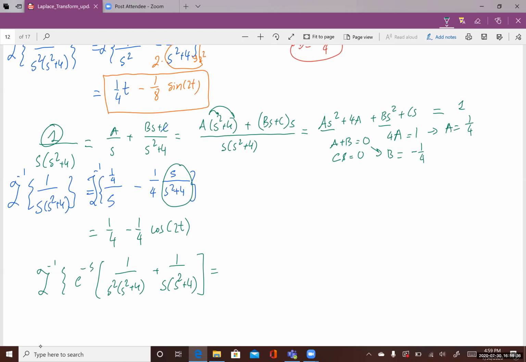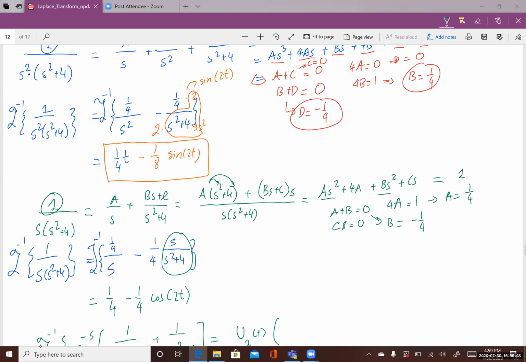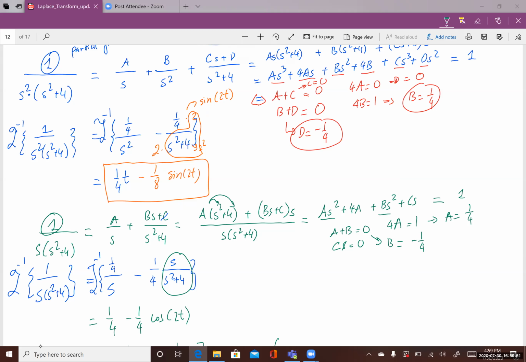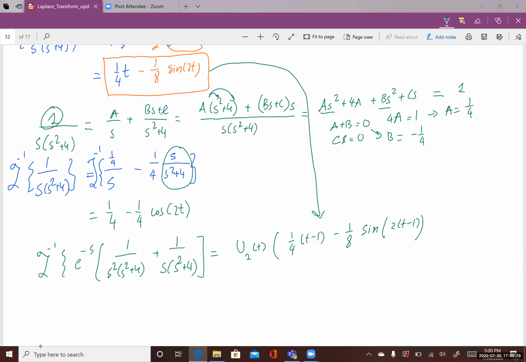equals u_c, as we already know, and c is 1, so it's just u_1(t), multiplied by the first function, but in terms of t minus 1, so it's going to be 1 over 4 times (t minus 1) minus 1 over 8 sine of 2(t minus 1). Okay, again, this is what I get from here, but I converted to t minus 1. And then my second piece is here.